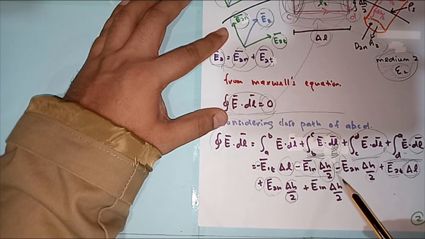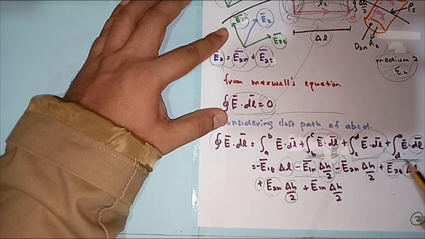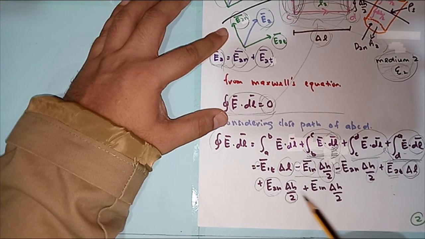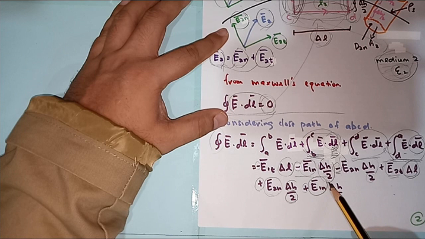And the last, fourth part of the equation, we will have plus vector E1n, the normal component of the E1 vector, multiplied by delta H divided by 2.